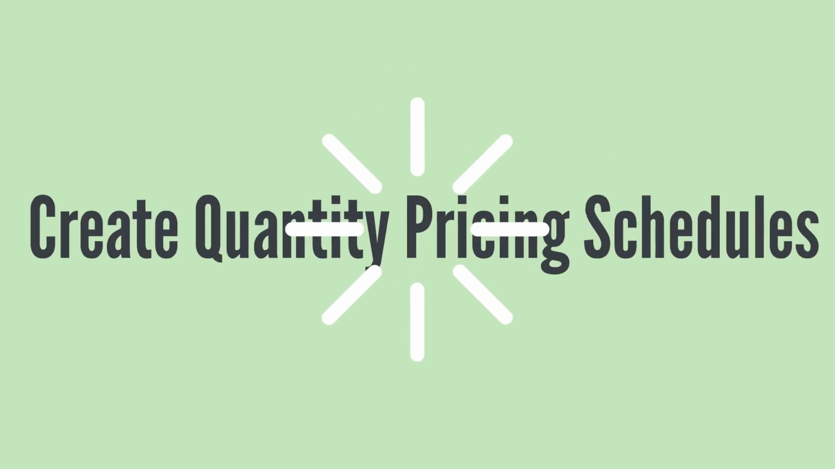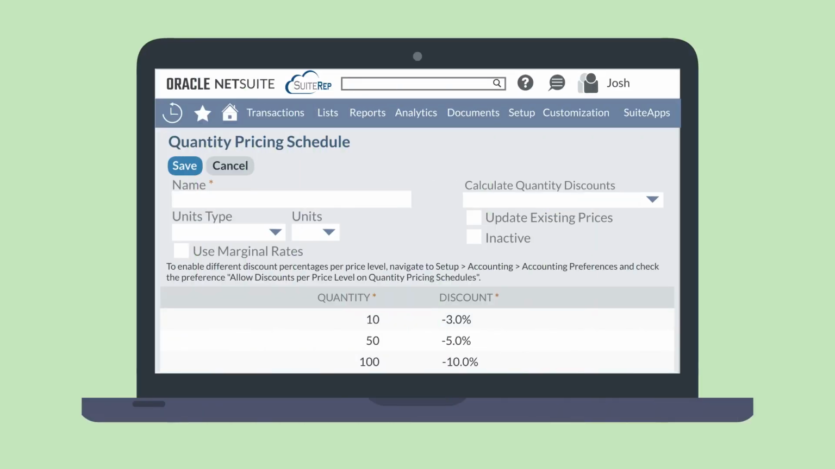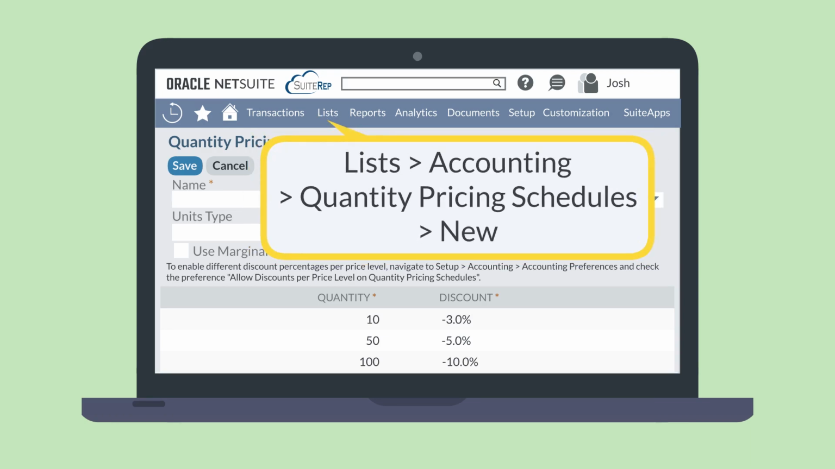To automate the process of setting up quantity pricing, you'll use quantity pricing schedules. You can create any number of quantity pricing schedules. Then, when you select a specific quantity pricing schedule on an item record, NetSuite will automatically calculate the prices for each of your price levels based on the schedule. To create a quantity pricing schedule, navigate to Lists, Accounting, Quantity Pricing Schedules, New.